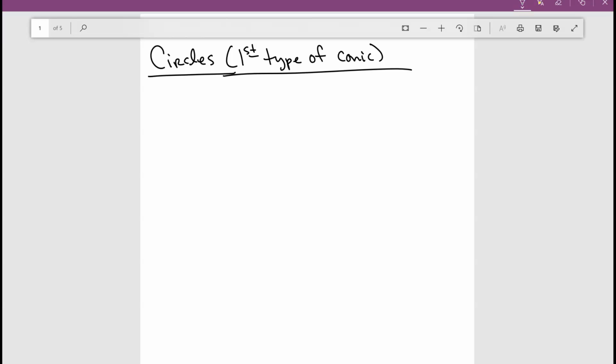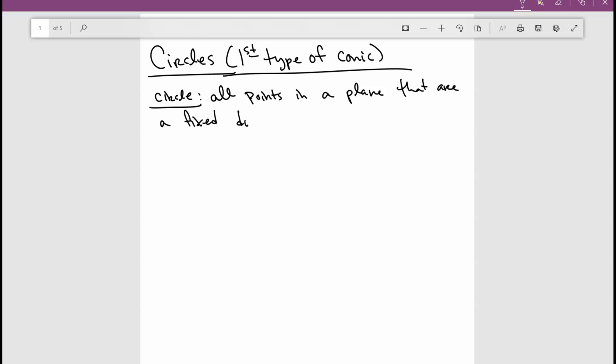So here's going to be the first type of conic section, and this is circles. Let me first tell you what a circle is, the formal geometric definition of a circle. A circle basically is all points in a plane that are a fixed distance, and this fixed distance is what we call the radius, from a given point. And this given point is what we're going to call the center.